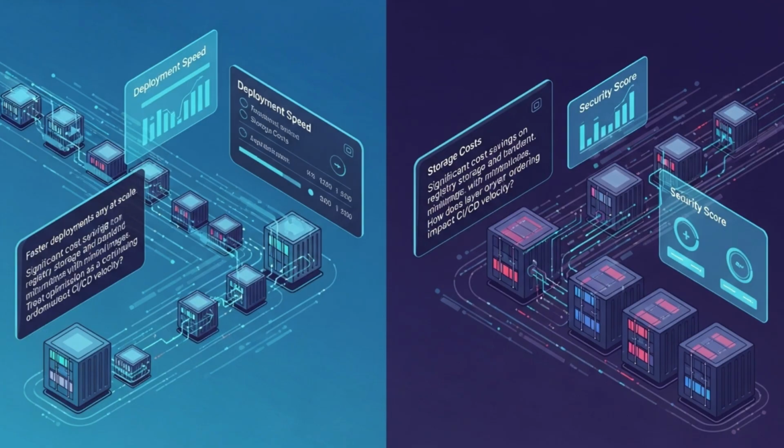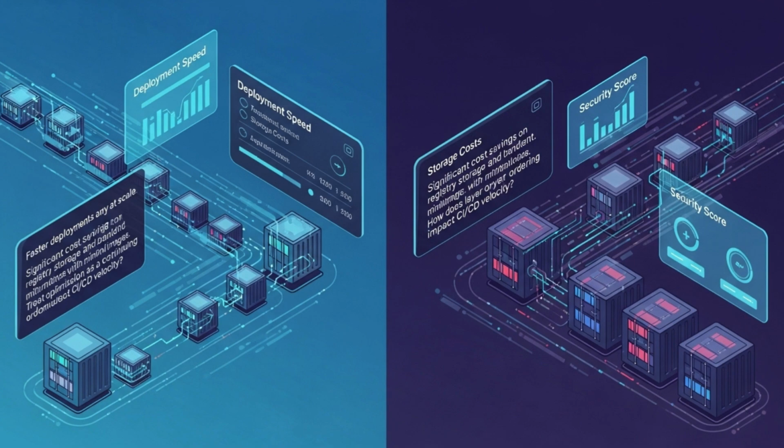Leading companies like Netflix and Stripe treat image optimization as a continuous process, not a one-time task. They enforce multi-stage builds via policy as code, standardize base images, and use automated layer analysis. This isn't just about building better containers, it's about building better systems that are faster, more secure, and more cost-effective.